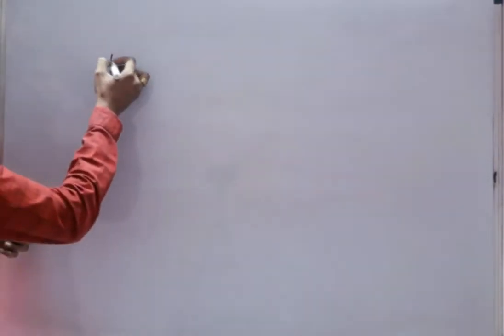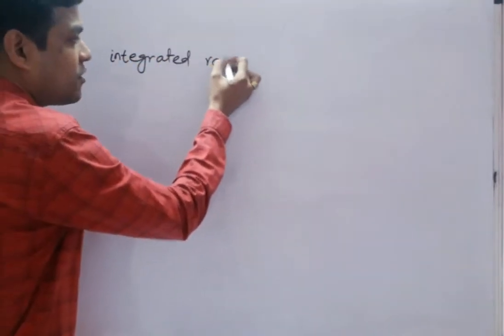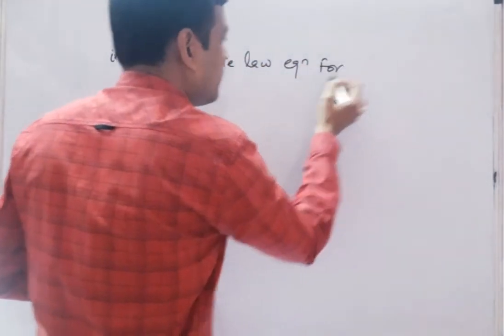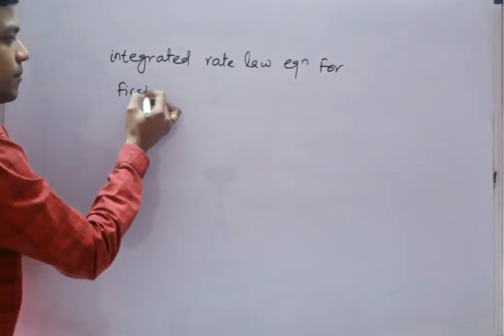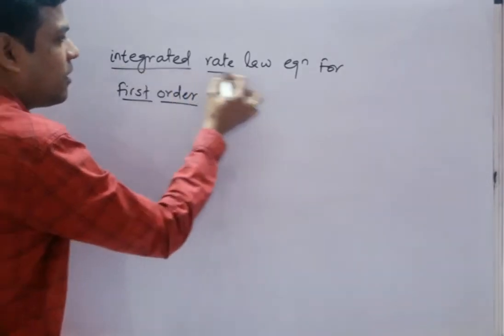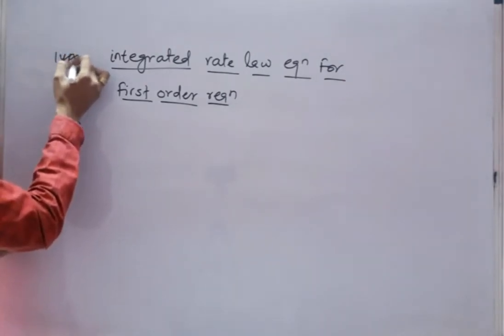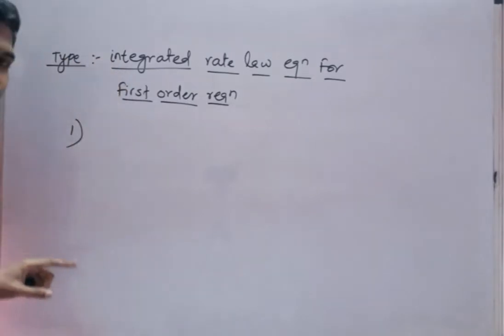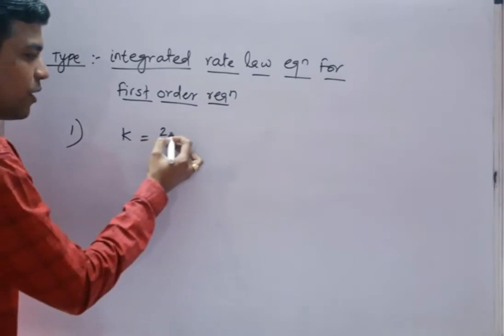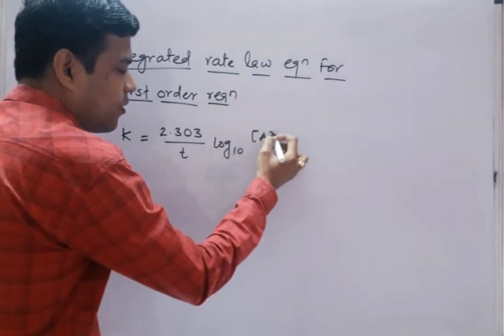Write down the formula of the integrated rate law equation for first order reaction. What is that first order reaction integrated rate law equation? This is the type on which we are going to see the problems. Okay, so write down the formula. K is equal to 2.303 upon t log10 A0 upon At.